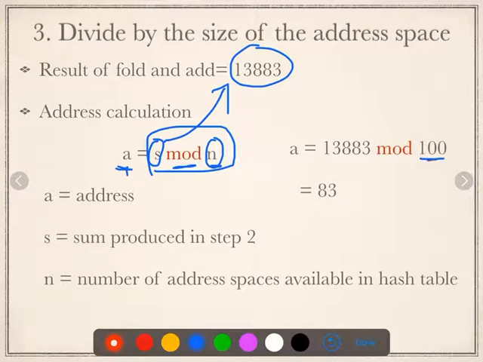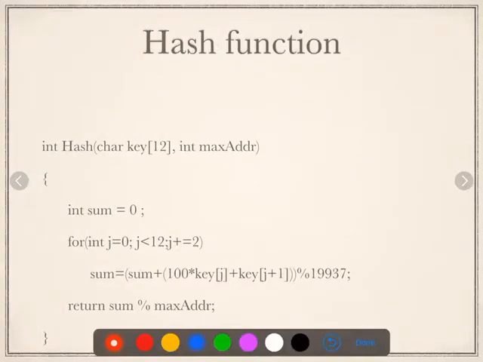I have chosen 100 as the address space available, that is the size of your hash table in which you can store your data. So 13,883 modulus 100, you will get the remainder as 83. So this is the simple hashing algorithm which has been asked in your exams multiple times. So we will see the function for the same thing.